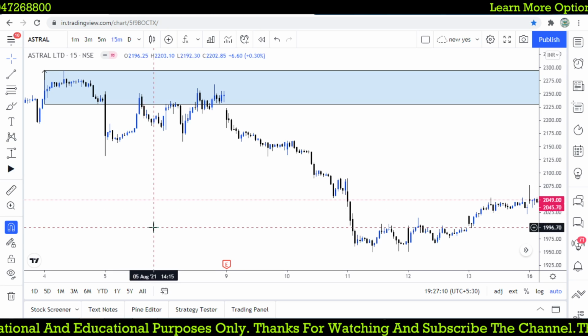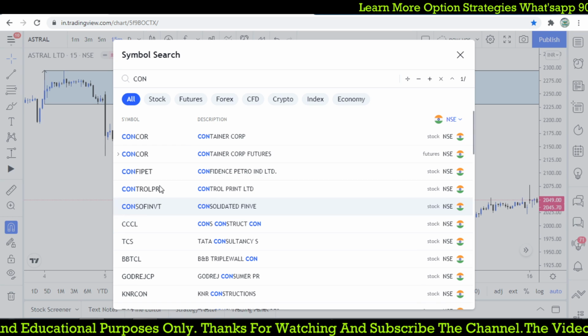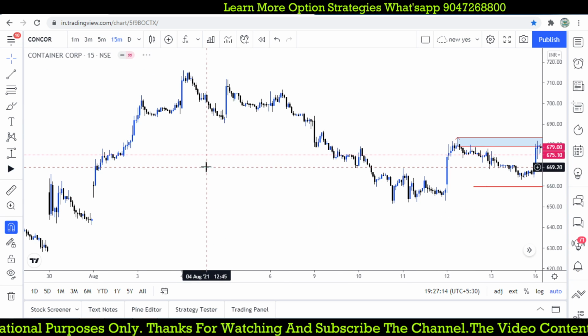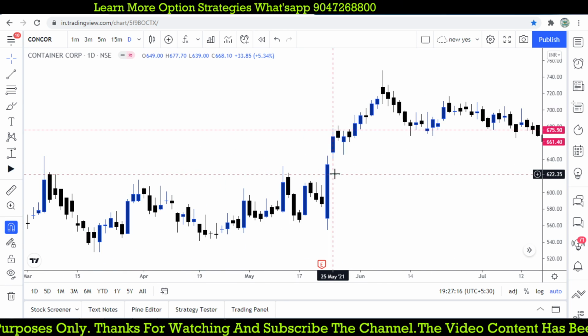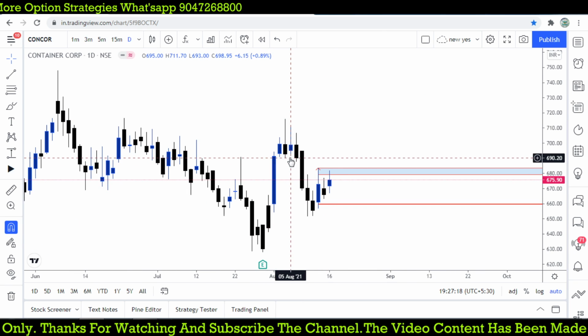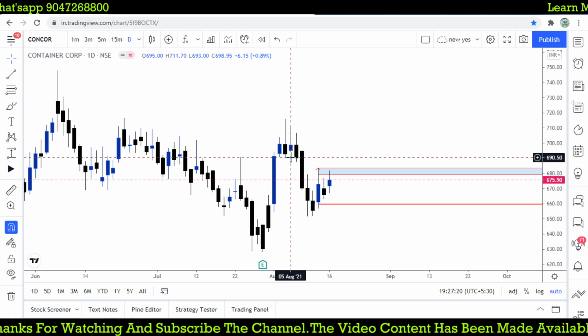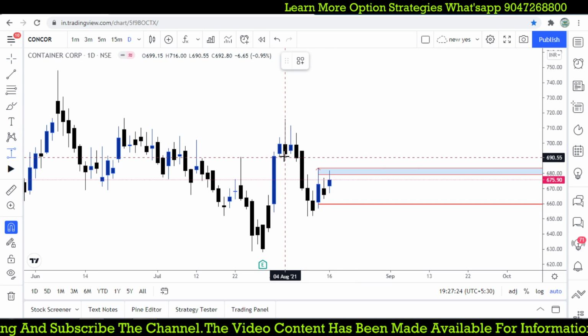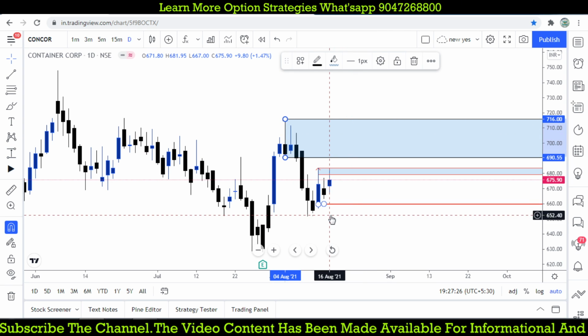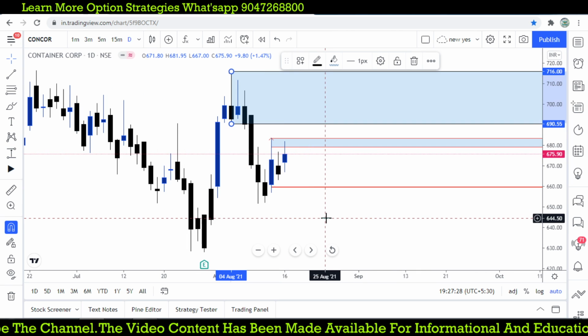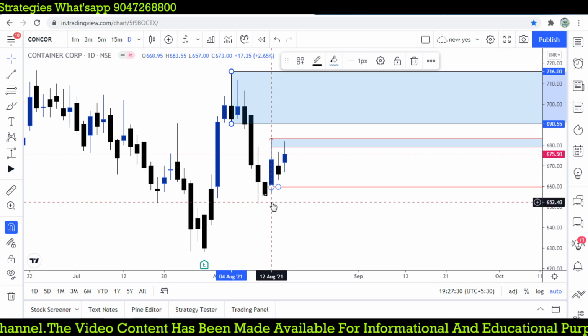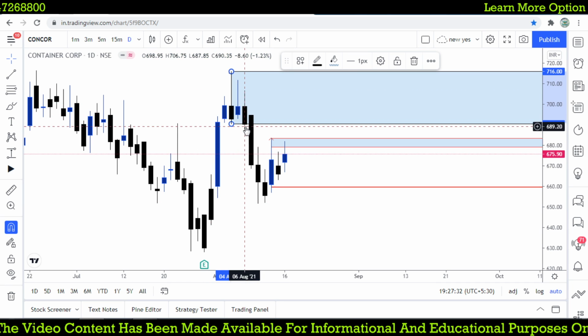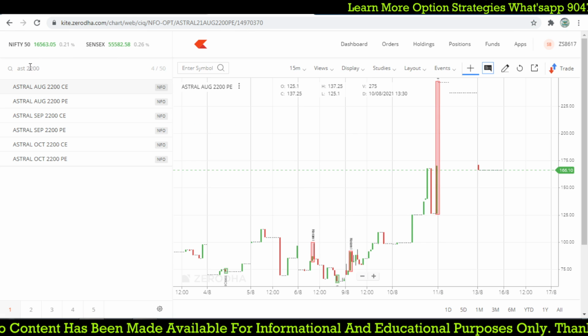The second one is Concor. We have told you many times about Concor, which forms a day high. We already marked that. So here, whenever it breaks below 690, we may go for a short. From there it fell down towards the 650 level, I think. Yes, 650 it made a low. So again, such a great profit. So we can go for a 690 put option.